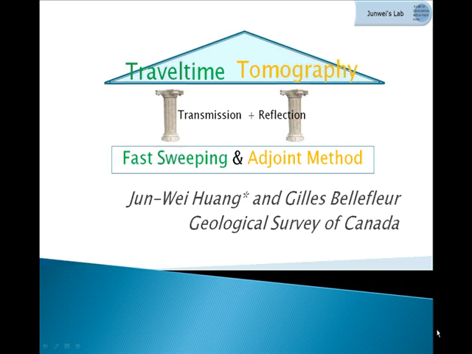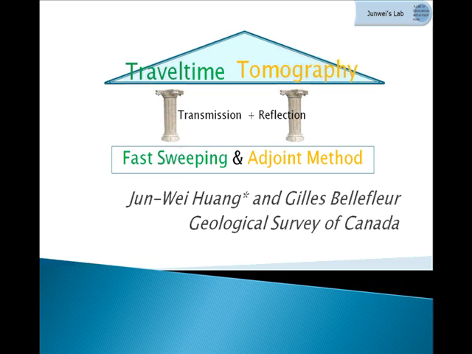All I want to say is I did some travel time tomography using transmission and reflection travel time simultaneously. I used the fast sweeping method to calculate the travel time and the adjoint method to perform the tomography, or tomographic inversion. This algorithm combines the advancement of this new method, fast sweeping, and the fast adjoint method, and it shows a very promising result in recovering multi-scale heterogeneous velocity structures.